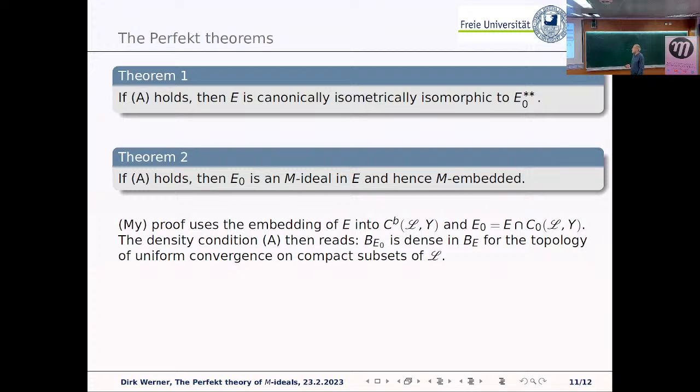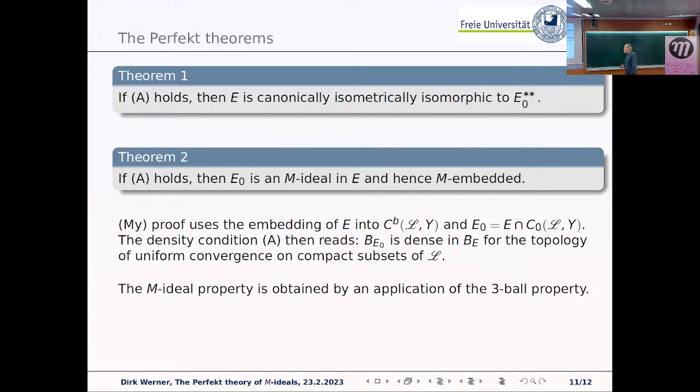So if you do this, then the condition A translates into more traditional terms, uniform convergence on compact subsets. And again, to get theorem 2 about the M-ideals, this is custom made for the three-ball property. Again, the module property helps a lot. And what you try to do is you repeat this procedure from this classical case. So needless to say, this is a little more technical than the simple idea that I tried to outline, but eventually it works.